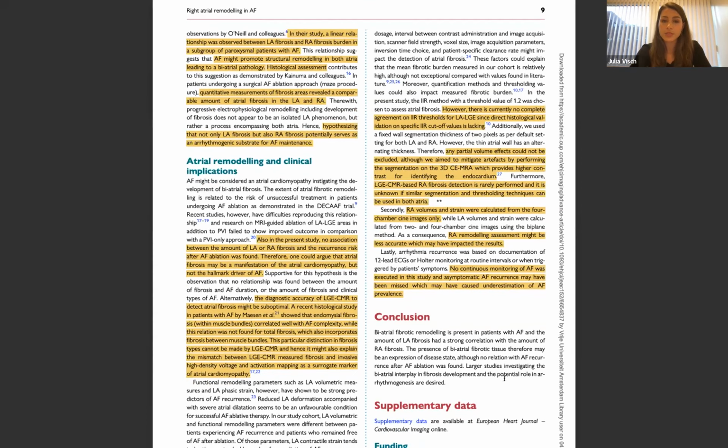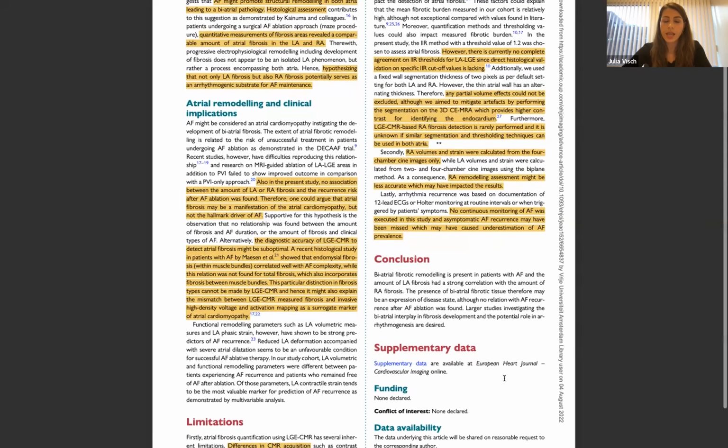The right atrial volumes and strain were only calculated from the 4-chamber view, whereas left atrial volumes were calculated from 2 and 4-chamber views. That's why the RA remodeling assessment might be less accurate than the left atrial assessment. And we didn't have any continuous monitoring of AF, so that could have led to an underestimation of AF prevalence.